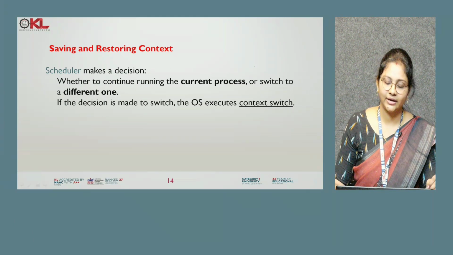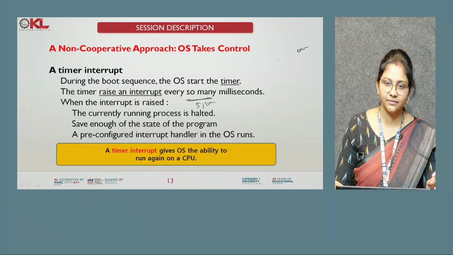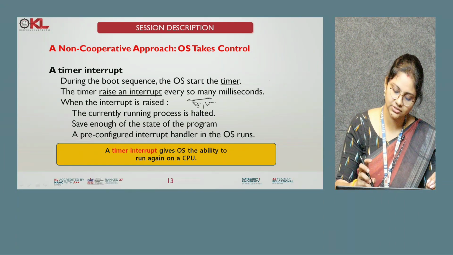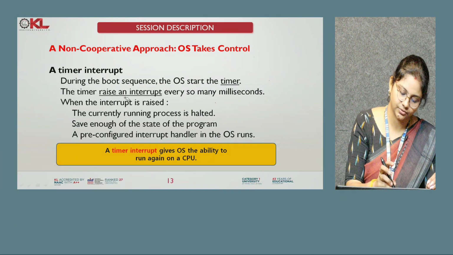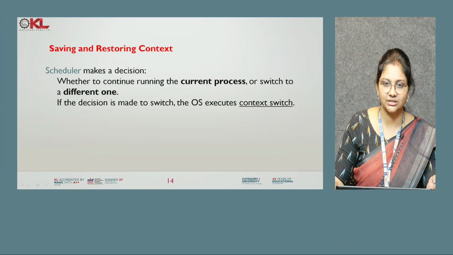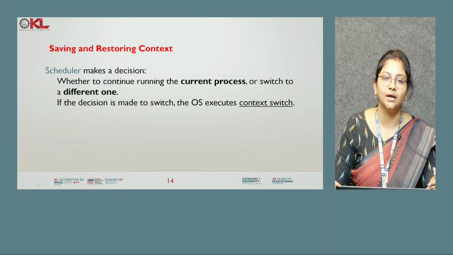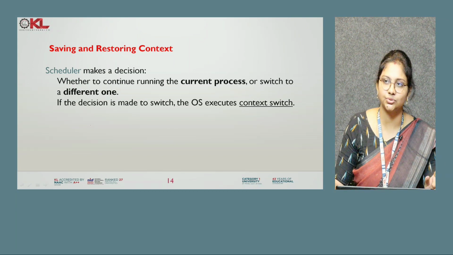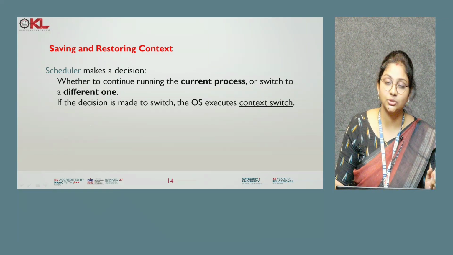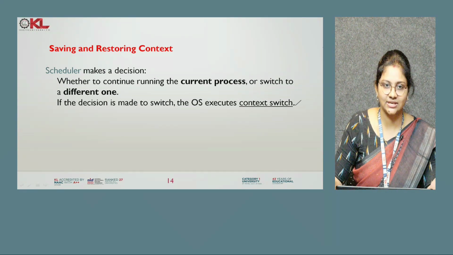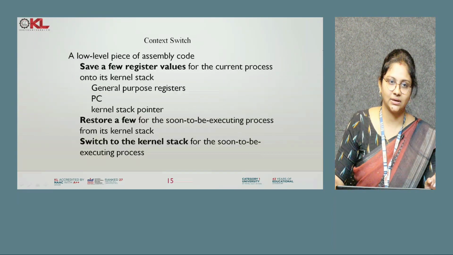I told you when we are implementing context switching, if you are moving from one process to another process, we have to save the status of the previous process, right. Maybe variables, maybe the current execution status of a process, etc. Here the scheduler makes a decision whether to continue running the current process or switch to a different one. If the decision is made to switch, the OS executes a context switch. Context switch means it will save the previous process status and move to the next one, right.